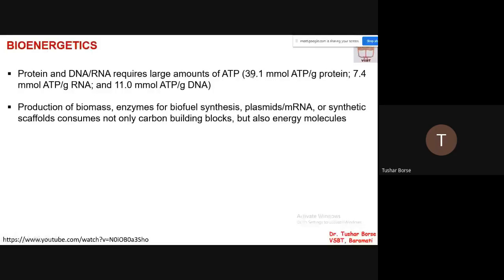The same way for RNA, per gram of RNA you require 7.4 millimolar. For per gram of DNA you require 11 millimolar of ATP. Okay, so this gives us an idea of how much of the energy produced by the cell is utilized for the synthesis of the different types of building blocks. Fine. So here, I am talking only about the biosynthesis part of the building blocks.